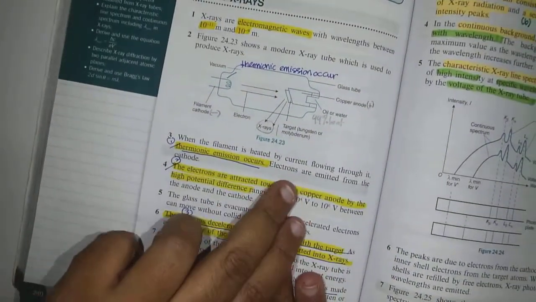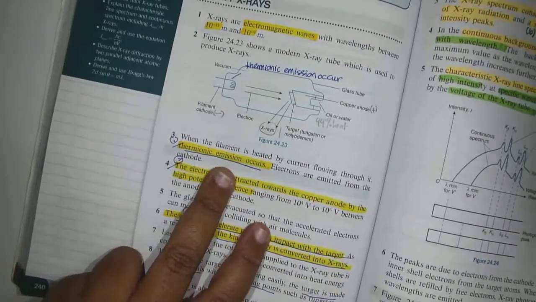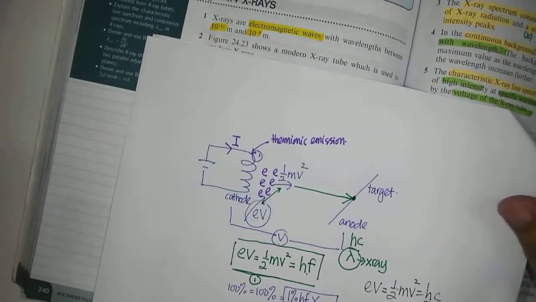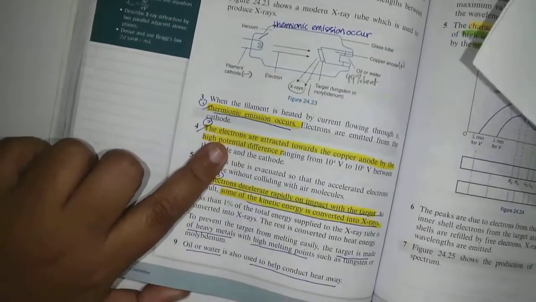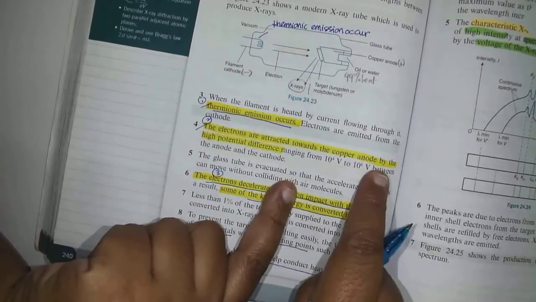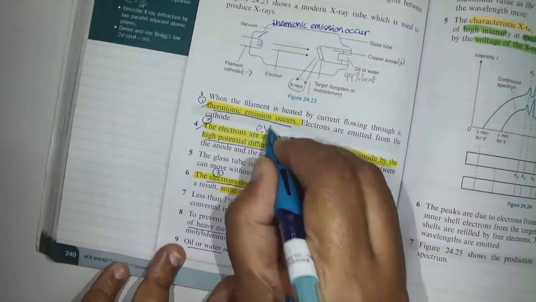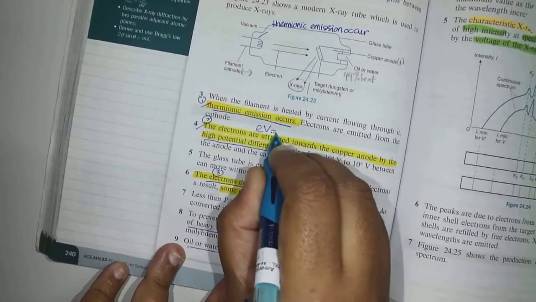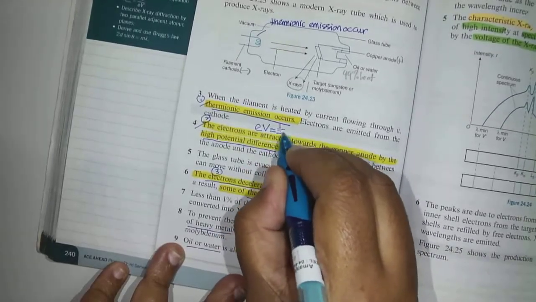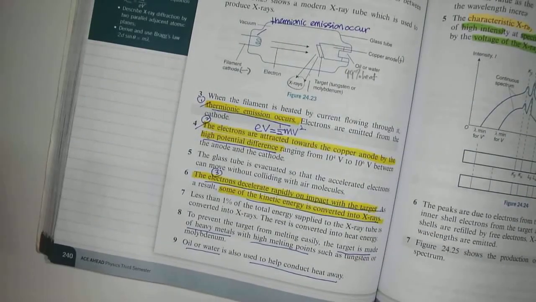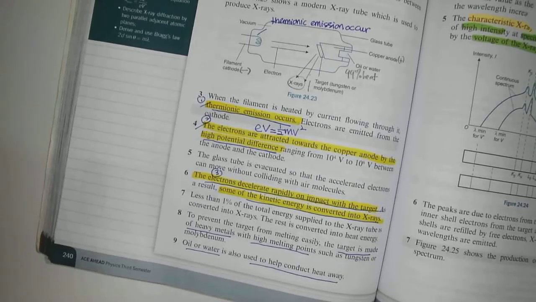Here, go back to the notes, what the note says. When the filament is heated by current flowing through it, thermionic emission occurs. So number one, this happens here. I don't want to go much into thermionic emission because you have studied it before. Number two, the electrons are attracted towards the copper anode by the high potential difference. That means E word is given to the electrons, and the electrons convert electric potential energy to kinetic energy, half mv square. That's why it says towards the copper anode by the high potential difference ranging from 10 to the power of 4 to 10 to the power of 6 volt between the anode and the cathode.